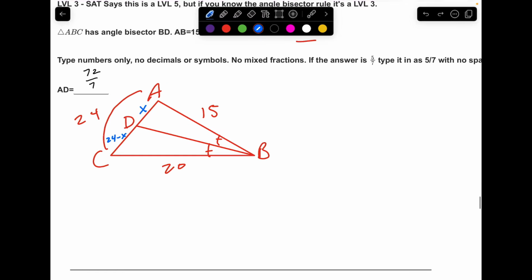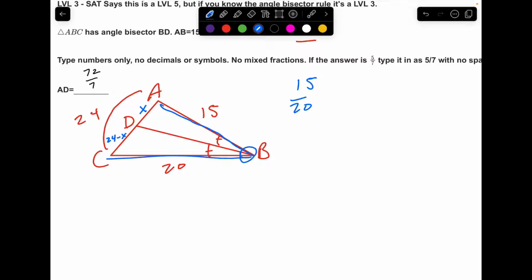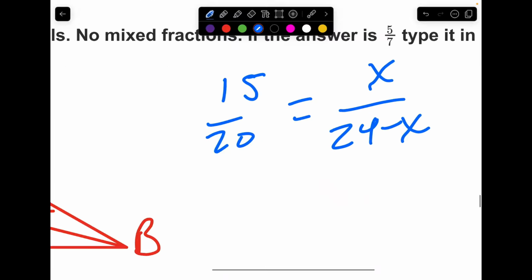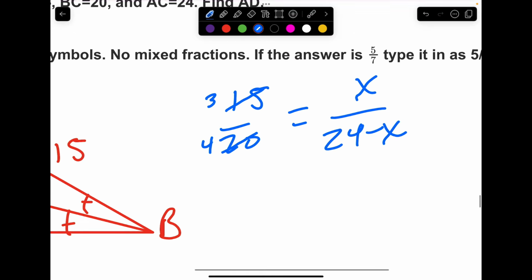Once we do that, the angle bisector rule says that the two sides, that's 15 and 20, the two sides that touch the angle bisector have the same ratio as the two pieces of the third side. So there's our proportion. So reduce 5 times 3, 5 times 4. That's all the reducing we can do.